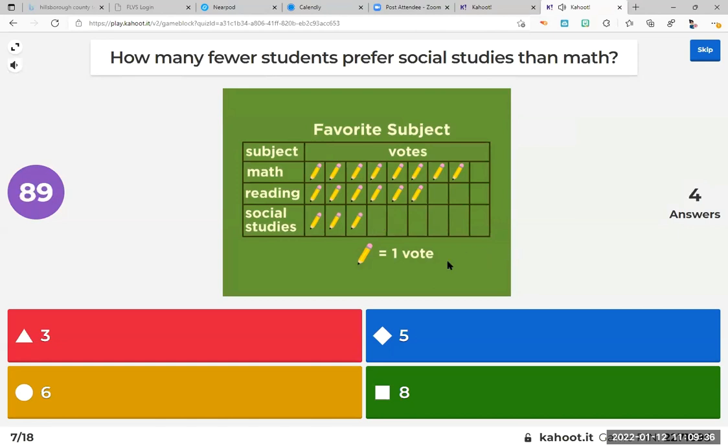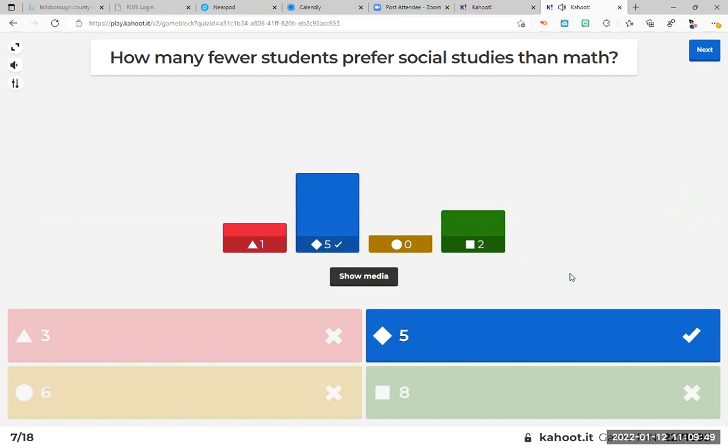I like this pictograph, and it shows a little key at the bottom. It says each pencil stands for 1 vote, which is great to know. But when I'm comparing math versus social studies, I could see that there were 5 extra math, 5 kids that like math more than social studies.